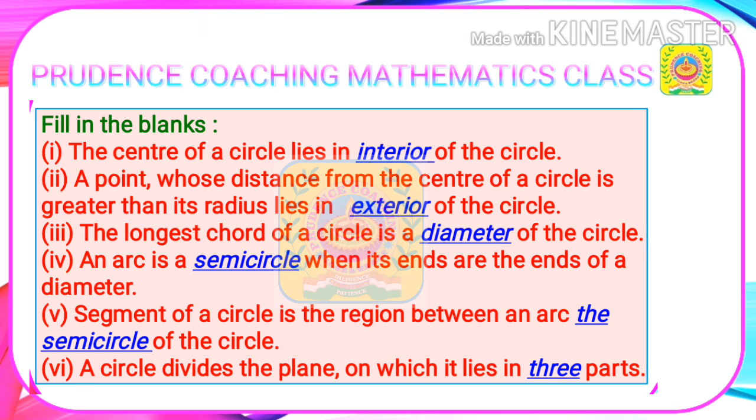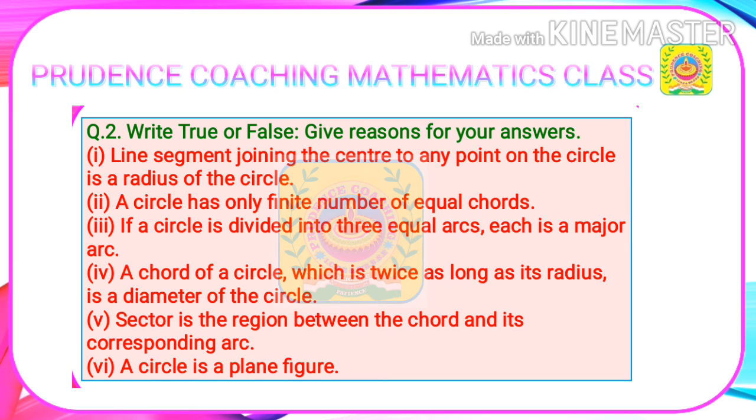Next, the longest chord of a circle is a diameter of the circle. Next one, an arc is a semicircle when its ends are the ends of a diameter. Next one, a segment of a circle is the region between an arc and the chord of the circle. Next, a circle divides the plane on which it lies into three parts. Next we have true and false.